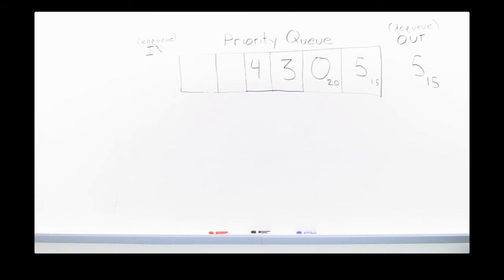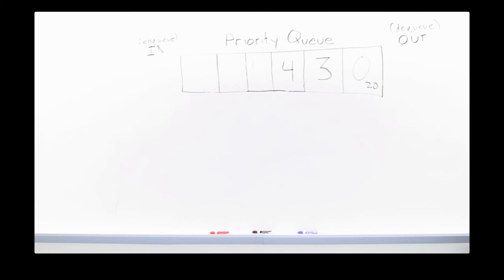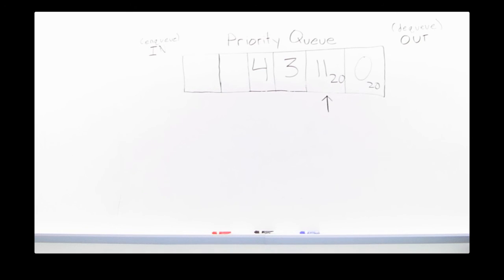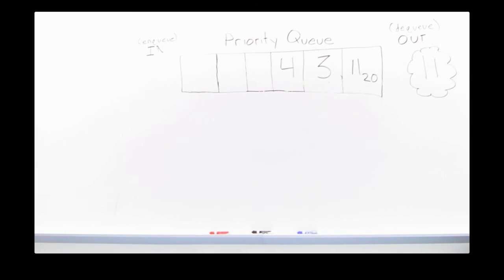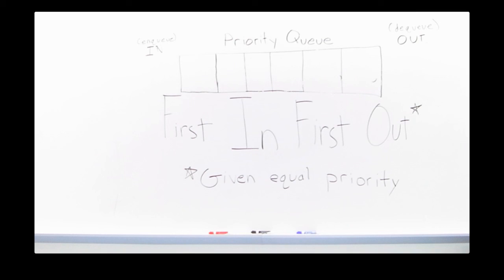Now let's dequeue that 5. Now the priority is no longer important, so it's discarded and the 5 is returned to the caller, and the queue shifts. Now let's just add one more element with equal prioritization as the 0, and you can see that the 0 remains in front of the 11 in line. And then we can just continue to dequeue as normal. Once the queue is set up, you dequeue from the front just like a regular queue. So that's about all there is to it. Just remember, first in, first out, given equal priority.